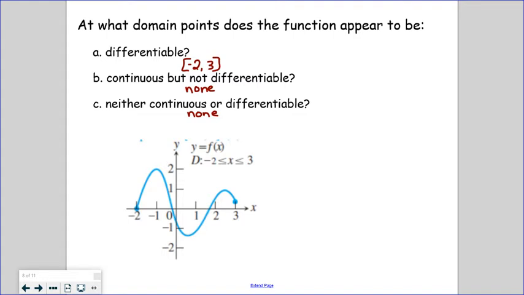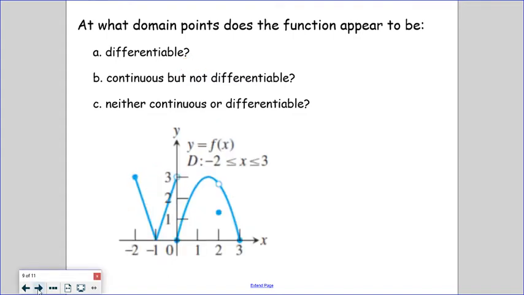Okay, so that was a pretty simple example. Let's look at one that actually has some answers up here that we can talk about. Okay, next one. At what domain points does a function appear to be differentiable, continuous but not differentiable, and then neither continuous nor differentiable?